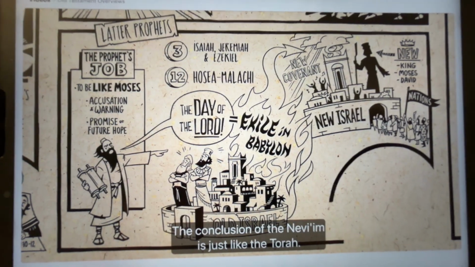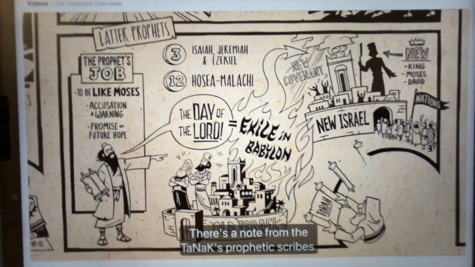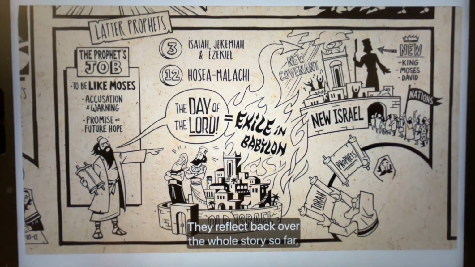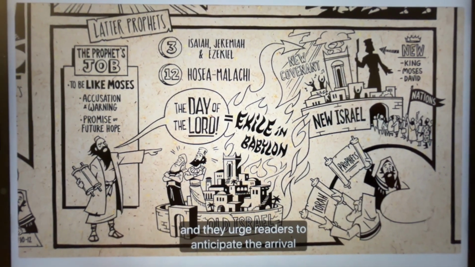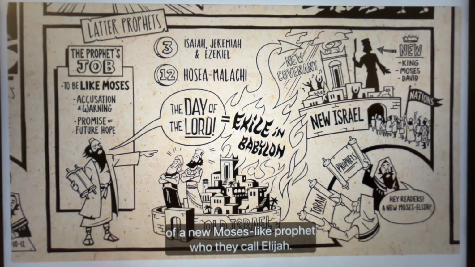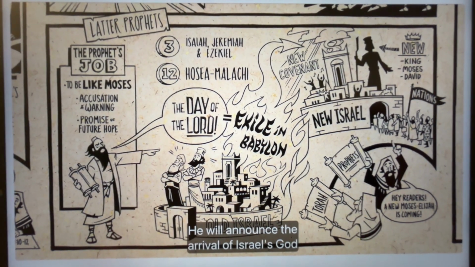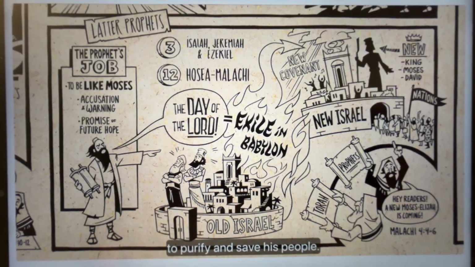He will be the one to restore God's blessing to the entire world. The conclusion of the Nevi'im is just like the Torah. There's a note from the Tanakh's prophetic scribes. They reflect back over the whole story so far, and they urge readers to anticipate the arrival of a new Moses-like prophet, who they call Elijah. He will announce the arrival of Israel's God to purify and save his people.